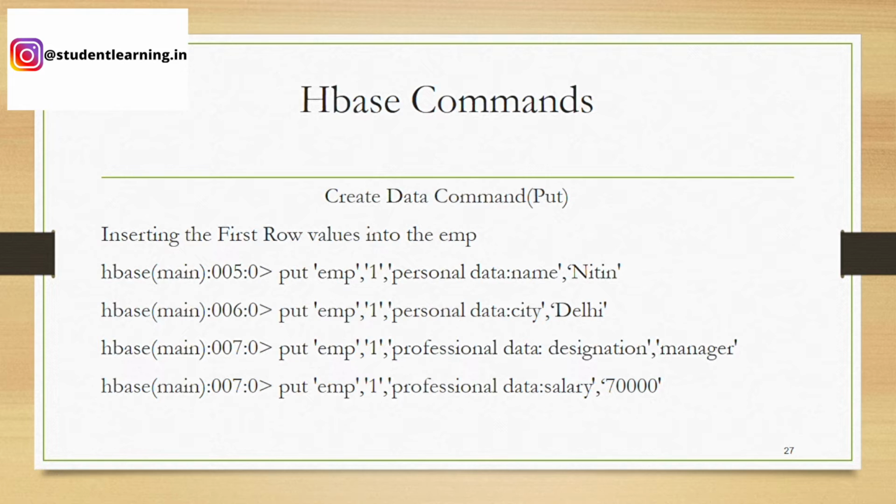Similarly, we can add the data of the second column of the first column family. We can just write put employee, 1 is the row ID, personal data is the column family, city is a part of the personal data column family, that means city is a column, and Delhi is the value of the cell, that means the city is Delhi.